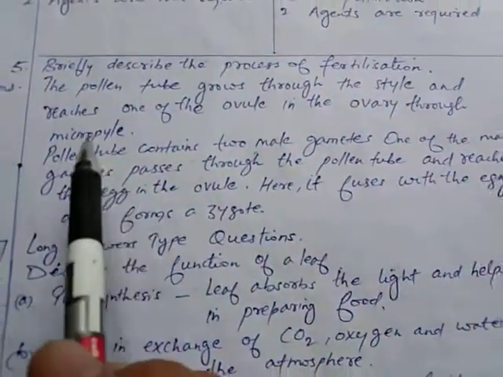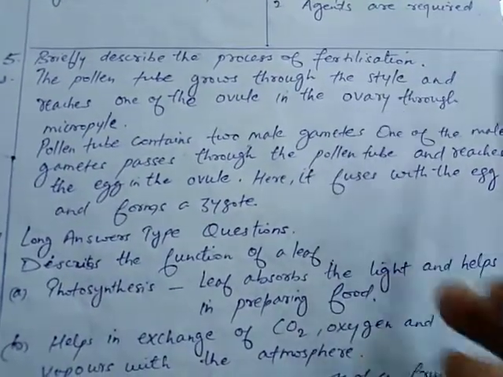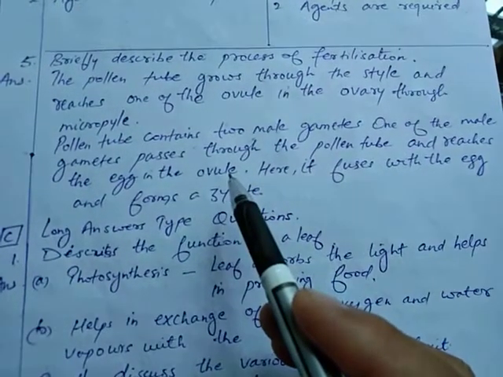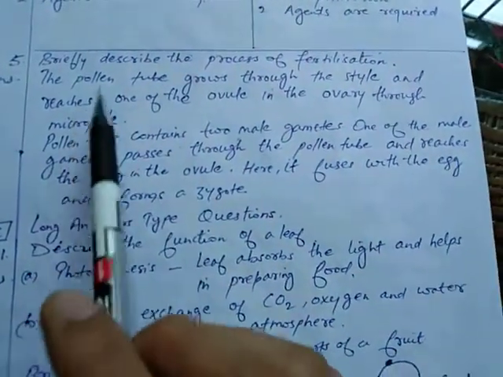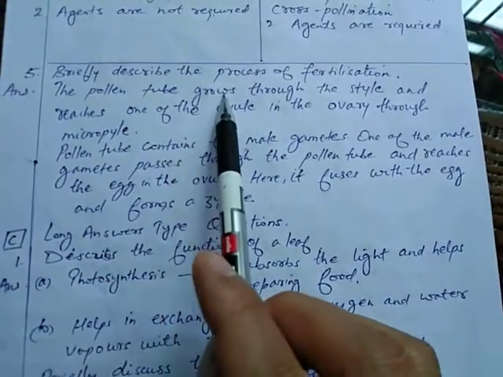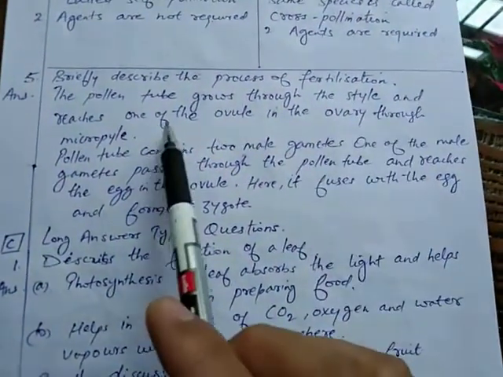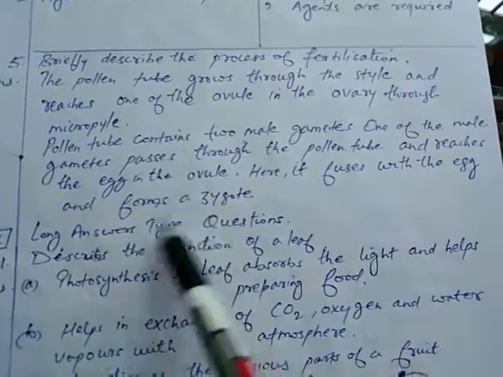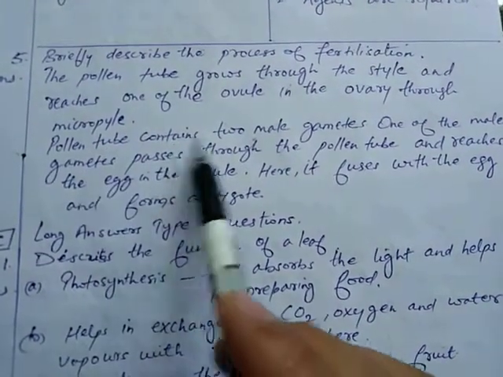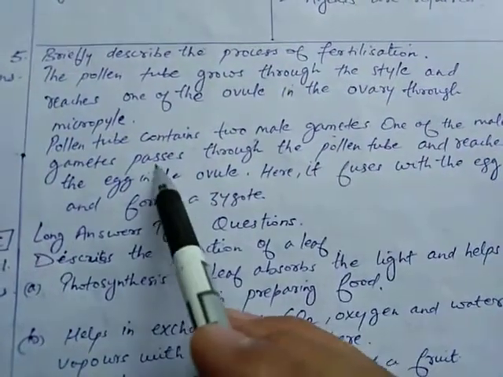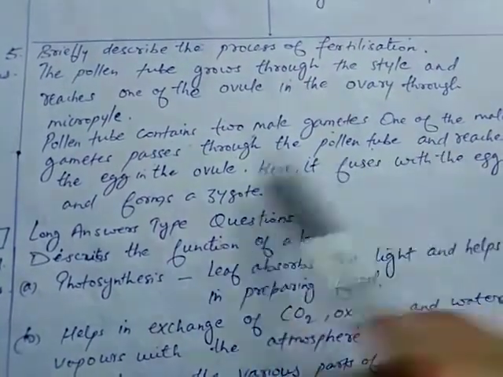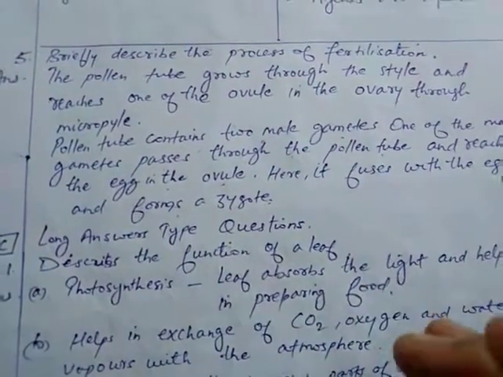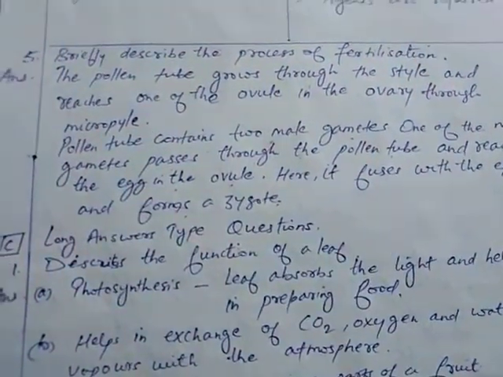Question fifth: briefly describe the process of fertilization. You have to explain the process of fertilization in brief. The pollen tube grows through the style and reaches one of the ovules in the ovary through the micropyle. This pollen tube contains two male gametes. One of the male gametes passes through the pollen tube and reaches the egg in the ovule. Here it fuses with the egg and forms a zygote. This is the process of fertilization.